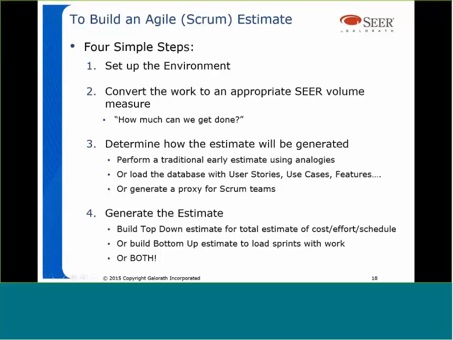And then you want to determine how you're going to build that estimate. Are you just like the traditional early estimate with analogies, or do you already have user stories, use cases, whatever it may be that you're going to drop in? And then you just simply build your estimate. It's either a top-down or you're building a bottoms-up with your sprints and releases. I generally do both. I do my initial high-level estimate for my ROM. Then I do a backlog planning estimate. I might call it my full estimate or my backlog planning estimate. And then I start doing my release planning.